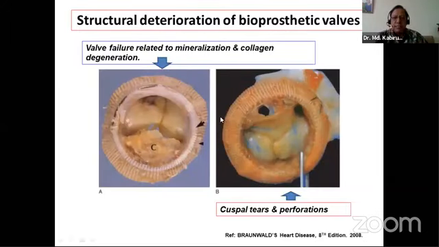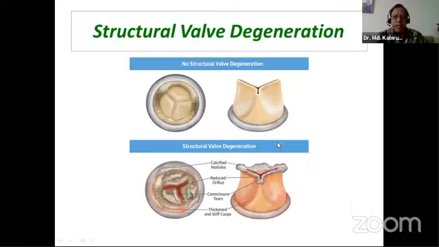And this is a picture of the structural deterioration of the bioprosthetic valve. So there is failure related to mineralization and collagen degeneration of the valve, and there is a cuspal tear and perforation. And this is another example of structural valve degeneration. There are calcific nodules, reduced orifice, commissural tears, and thickened and stiff cusps.